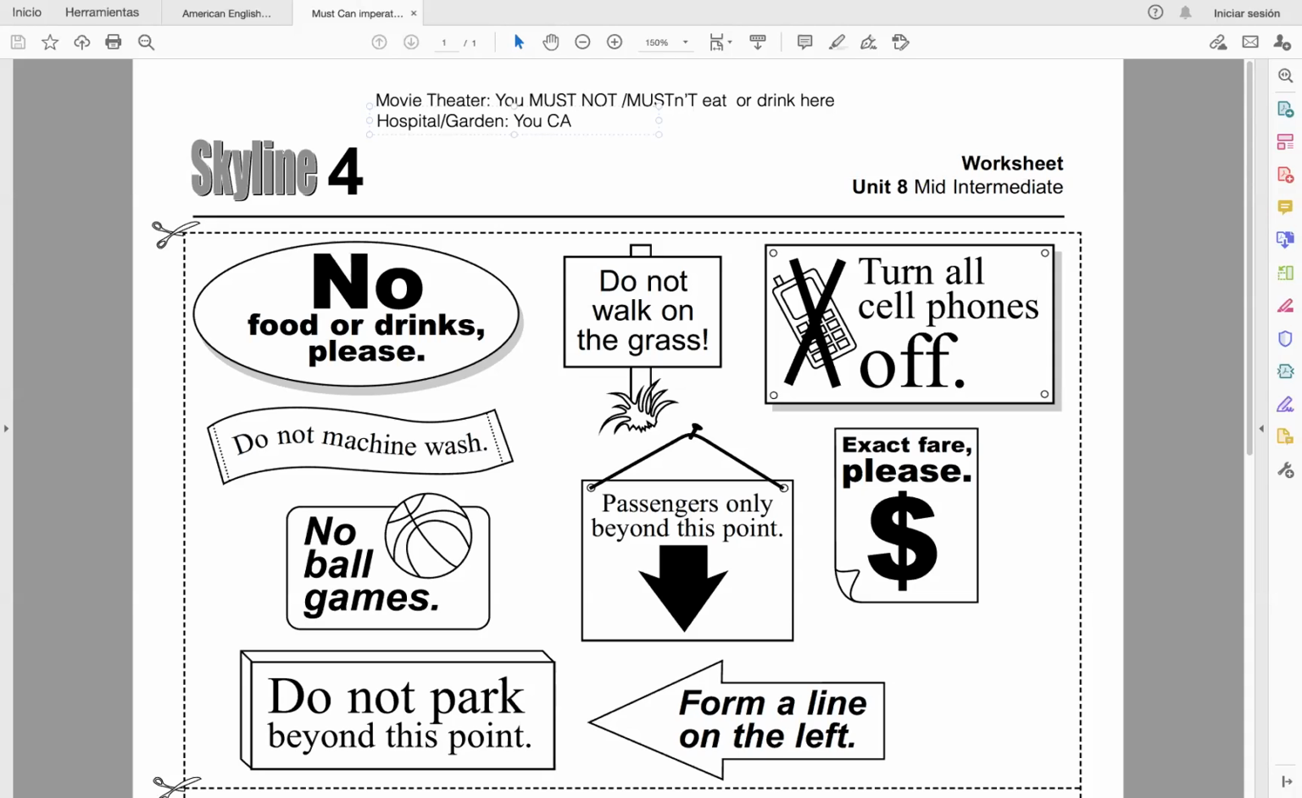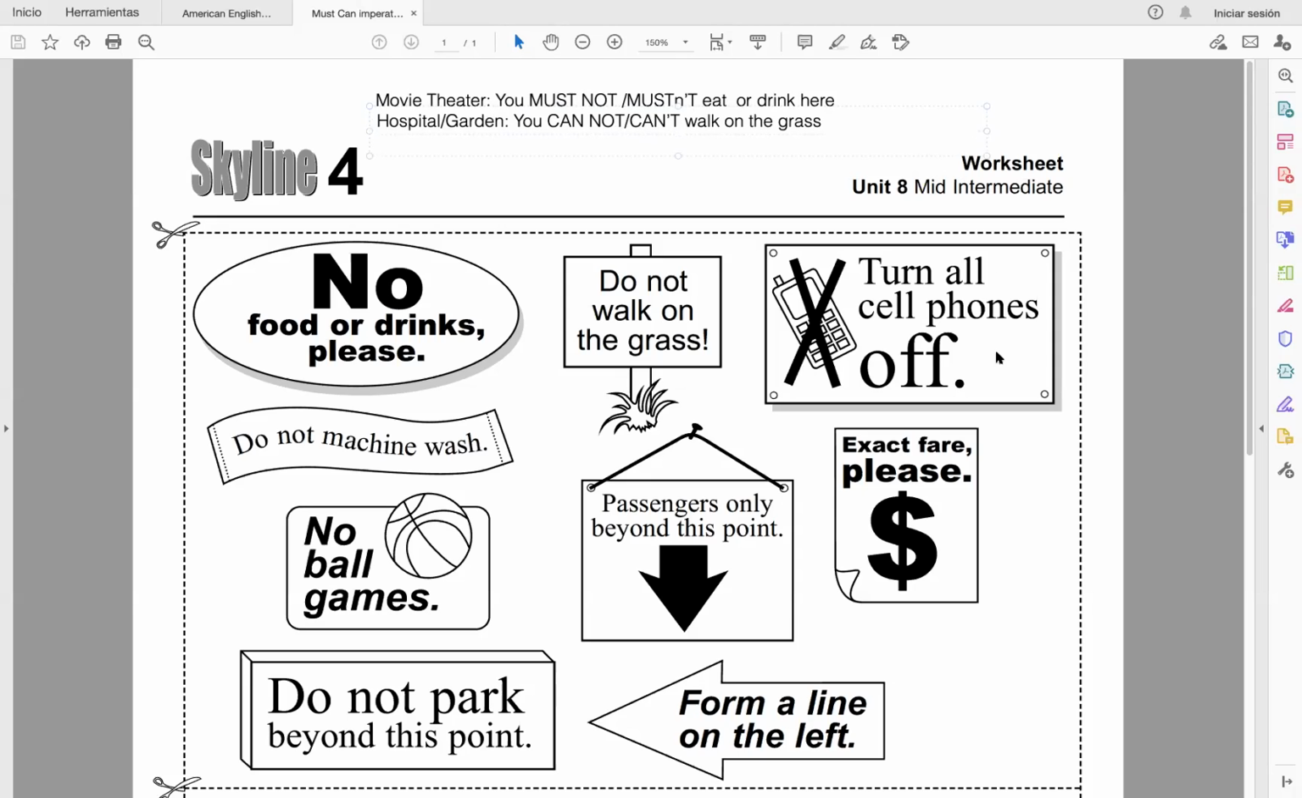You cannot, yes, or you can't. I want to make it bigger. You can't walk on the grass, right? That's the message. Okay. All right. Let's continue. What about the next one?